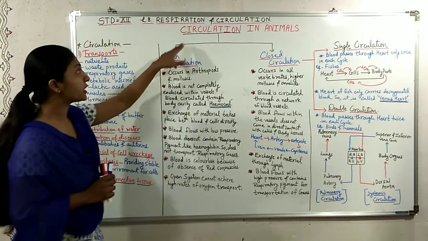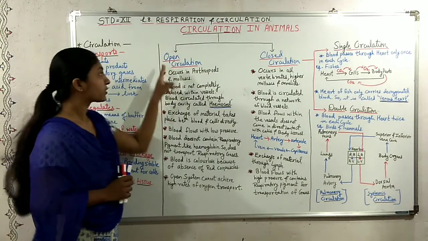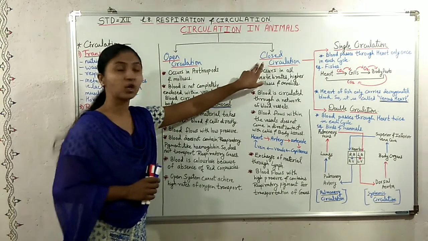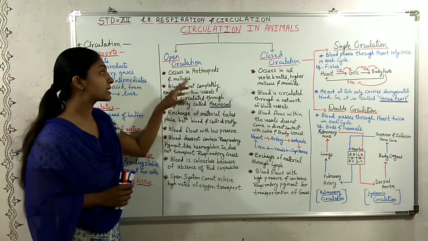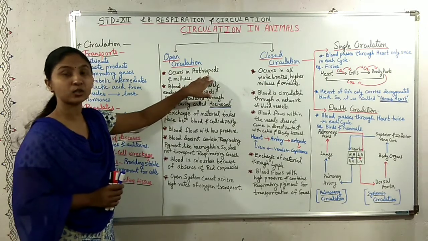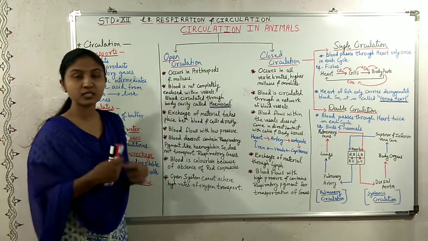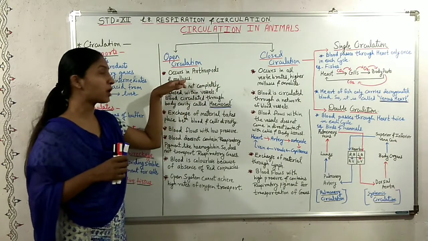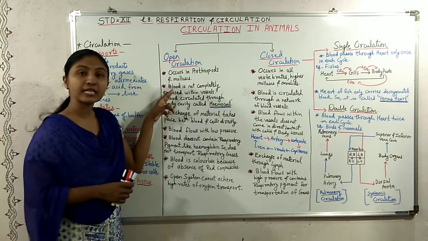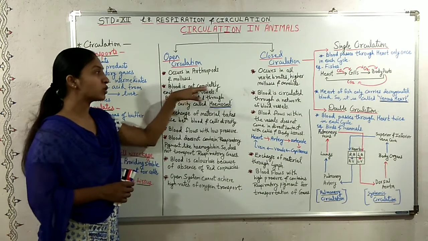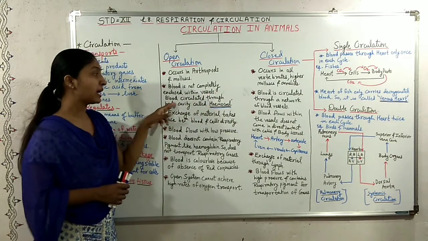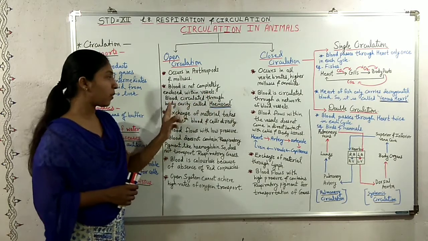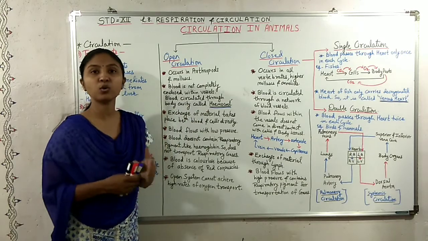This circulation is of two types: open circulation and closed circulation. Open circulation is seen in animals like arthropods and mollusks. In these animals, the blood is not completely enclosed within the vessels. The blood is circulated through the body cavity called the hemocoel.